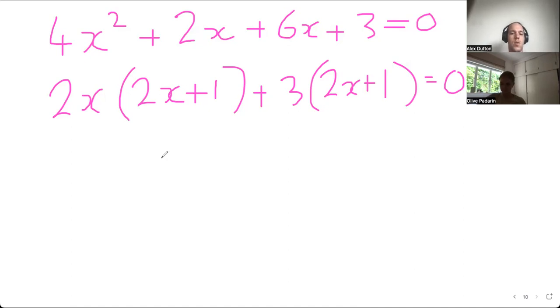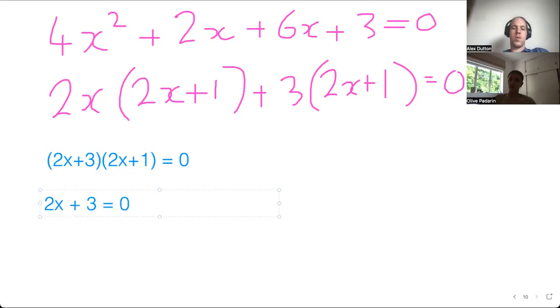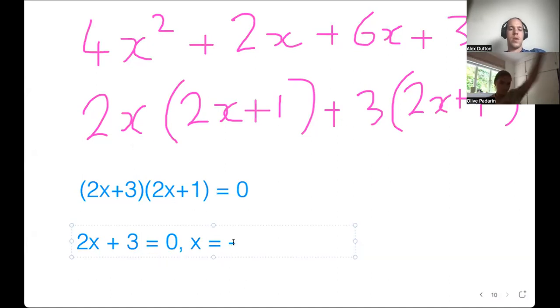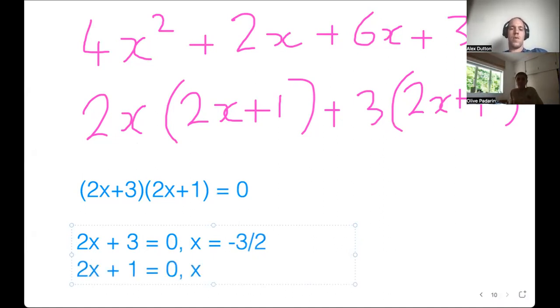Because then you just get 2x plus 3 times 2x plus 1 equals 0. Okay? And then, if you want, you can do 2x plus 3 equals 0, in which case x equals negative 3 over 2. Or 2x plus 1 equals 0. Therefore, x equals negative 1 over 2.